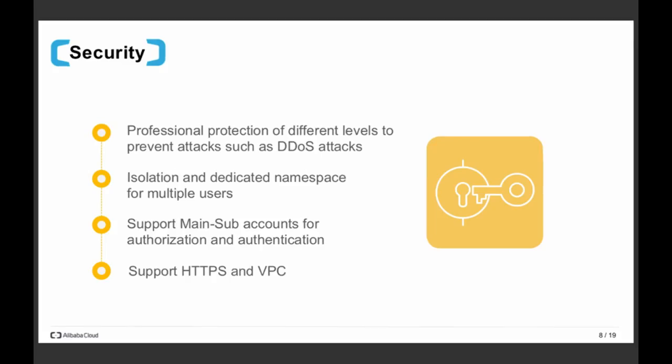And then the security. Alibaba Cloud has a top-notch anti-DDoS product and security products, with professional protection at different levels to prevent attacks such as DDoS attacks. Message service is also covered by Alibaba Cloud's anti-DDoS service by default, so you need not worry about any DDoS attacks on your service. If you want more features, do check out the anti-DDoS service. Anti-DDoS Pro will provide more services if you want any DDoS customizations.